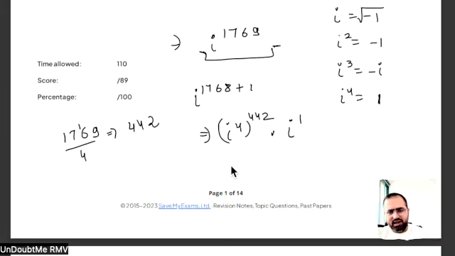Look at this term and try to understand how it is being written. We are using simple indices. Indices is done in lower grades for all of you, so just try to recall those things. i to the power 4 will be 1, and 1 to any power will be 1 only. So we are left with i. So the final value for i to the power 1769 will be i.